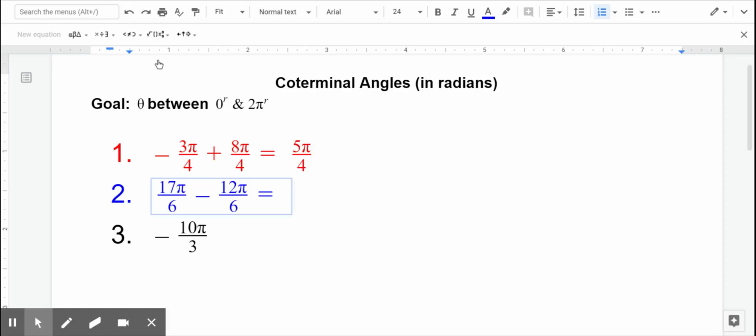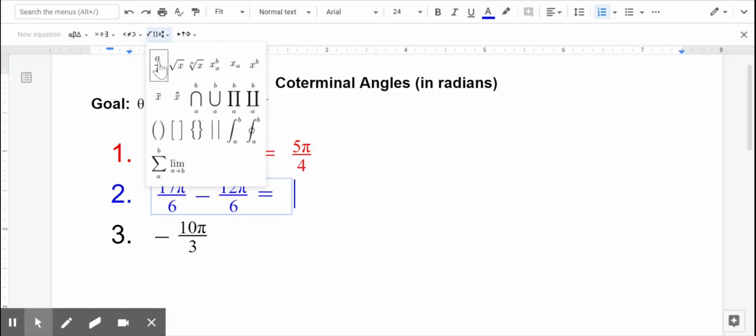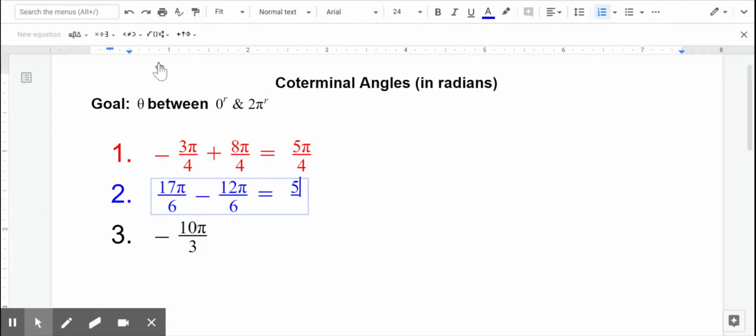17 minus 12 is, again, 5. I didn't do that on purpose. And we'll keep the denominator the same at 6, and we're done because now we're between 0 and 2 pi, because we're at 5 pi over 6. We're almost at 1 full pi, but that's definitely between 0 and 2 pi.